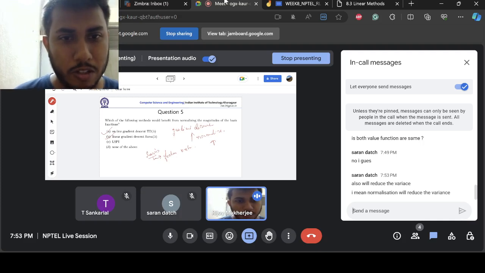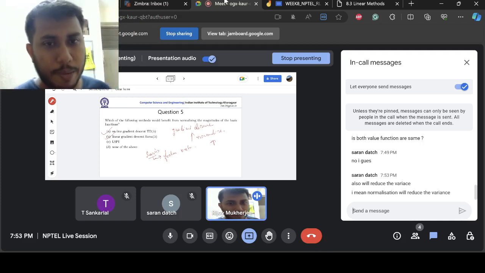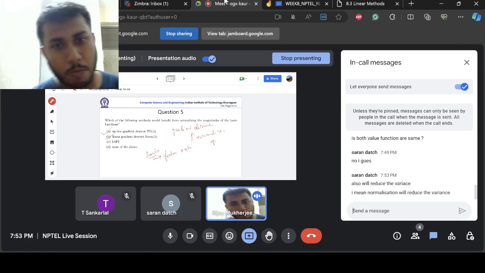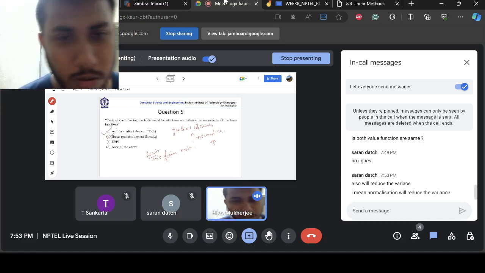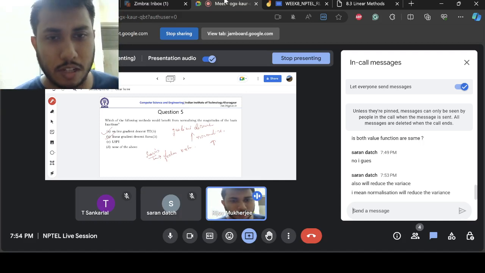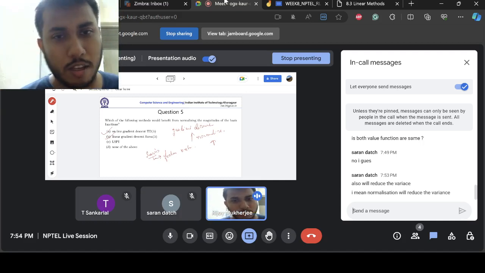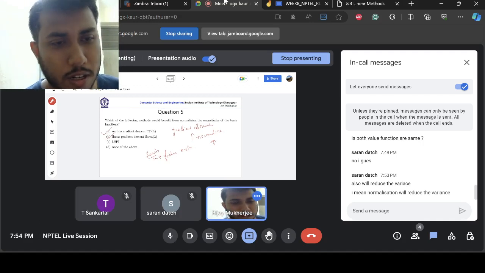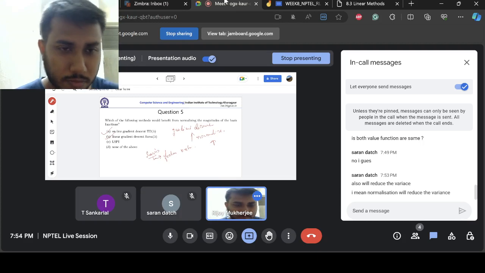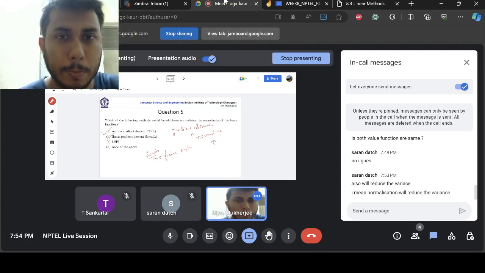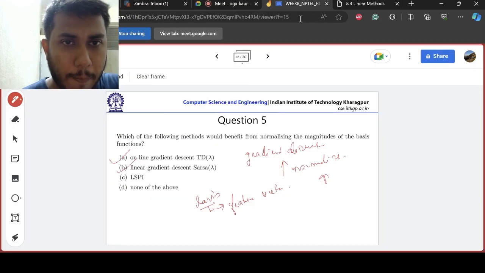LSPI is different. I haven't discussed LSPI, but LSPI is your policy improvement, right? LSTD was your policy evaluation, and in LSPI, the policy improvement, you basically solve a system of equations. So that is not gradient descent. So these two will be the ones.